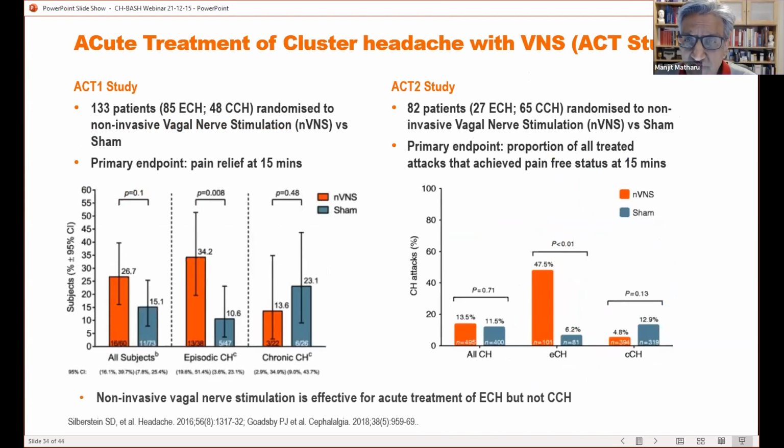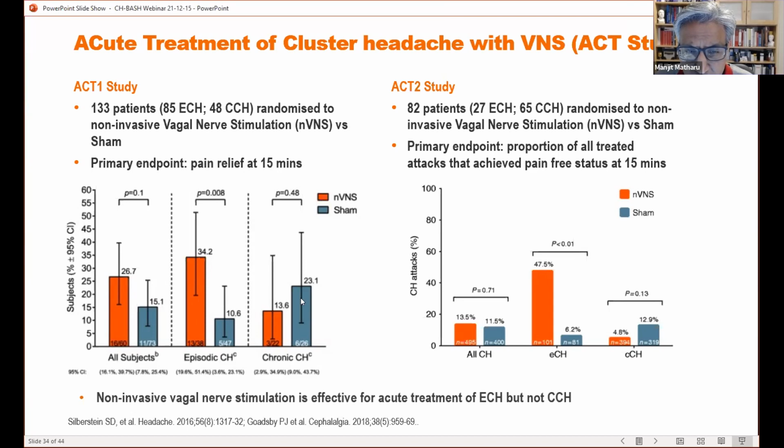For the non-invasive vagal nerve stimulation, there are the ACT studies that have been done looking at this issue. The ACT1 study was mainly done in the USA, and the ACT2 was a European study. They looked at a large number of patients with predominantly episodic cluster headache, but some also who had chronic cluster headaches. And what they were looking at was pain relief at 15 minutes. Their primary endpoint did not reach statistical significance. But when they did a post hoc analysis, what they showed is that in the episodic group, there was a response. And what we have over here is about a third of the patients with episodic cluster headaches found this a useful treatment as an acute treatment with a placebo response rate of about 10%.